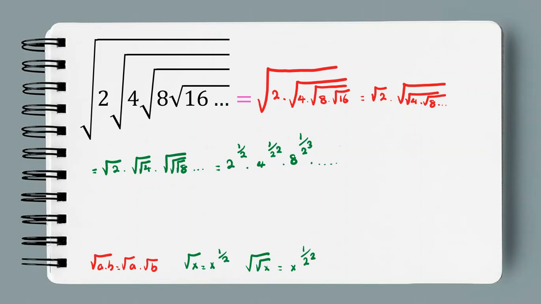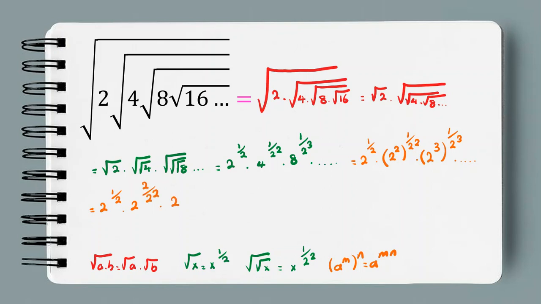The next thing, if you want to apply here, we can say, okay, the first one is 2 to the power of 1 over 2. The next one, 4 is 2 squared, to the power of 1 over 2 squared. And we continue. 8 is 2 cubed, to the power of 1 over 2 cubed, and so on. And by the power rule, we know (a to the m) to the n equals a to the mn. So it is equal to 2 to the power of 1 over 2 times 2 to the power of 2 over 2 squared times 2 to the power of 3 over 2 cubed. The next one is 2 to the power of 4 over 2 to the 4, and so on.